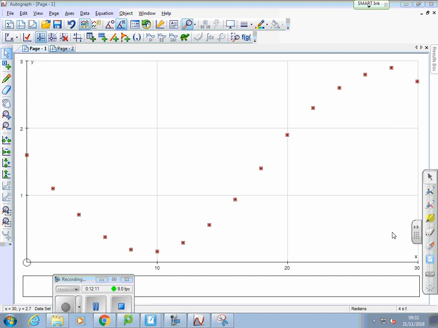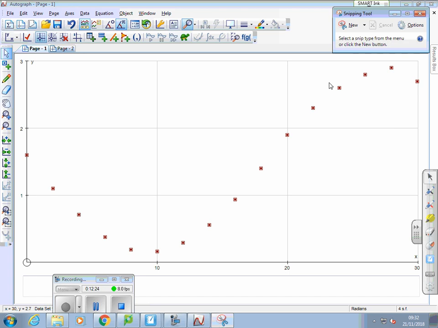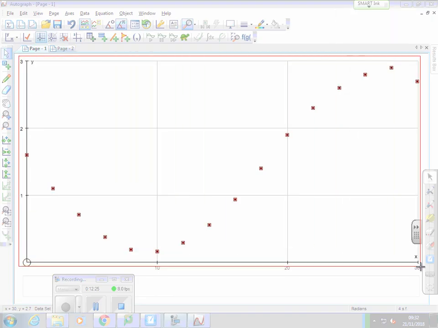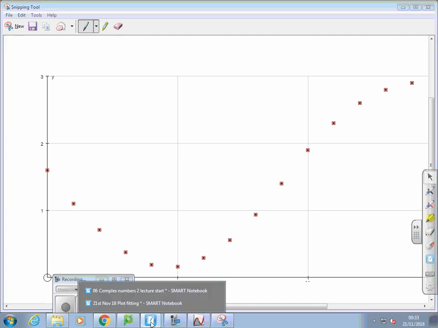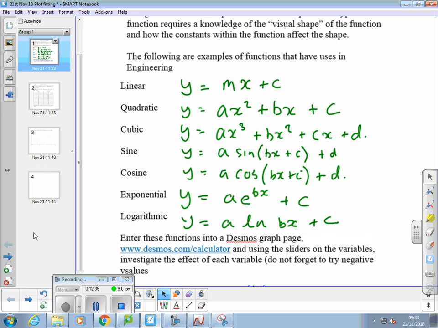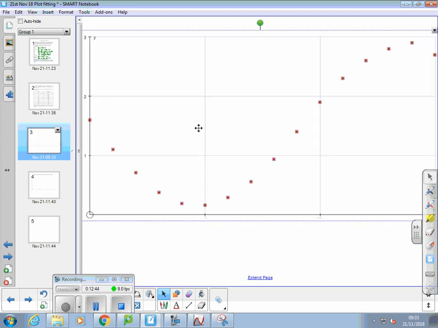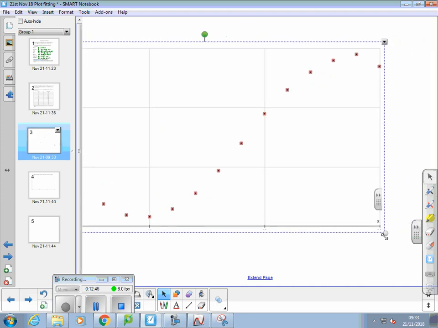What I'm going to do is look at how we could fit a sine to that data. So first of all, I'm going to take a clip of that and add it to a new slide here. I'll put it after the data. Paste. Just make it fit the page nicely.